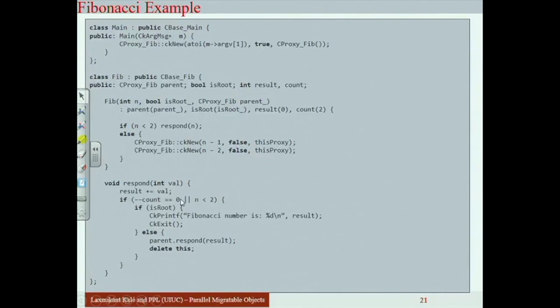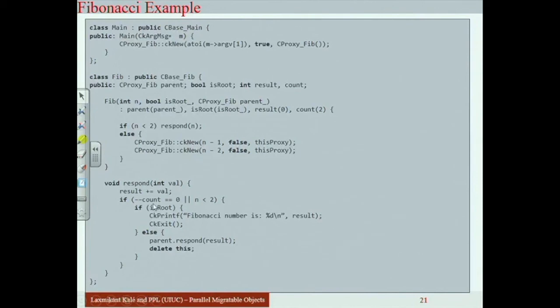Where is the result? Well, anytime a child comes and gives you a value, you add it to the result, which is initialized to 0. So when the two children give you the value, that becomes the right value to return to your parent. And then we have this abominable thing, delete this. You normally don't want to do that in C++, but in Charm++, who is going to delete this object? There is no one else to delete this object, so it's allowed to say delete this for a chare object.